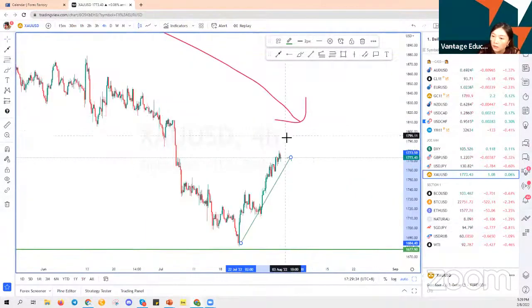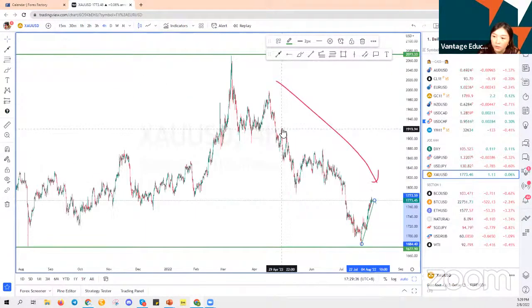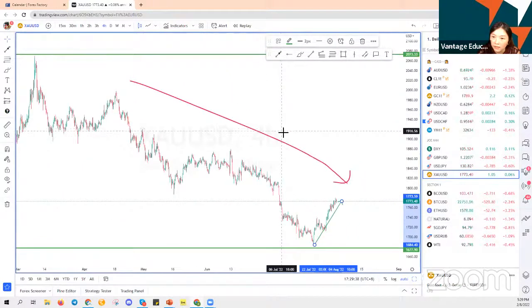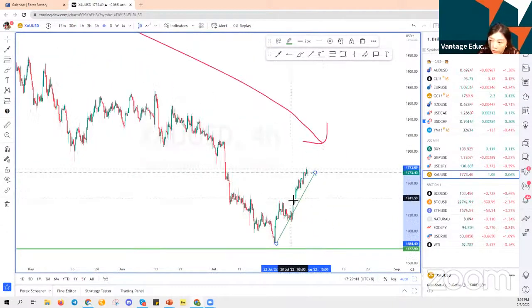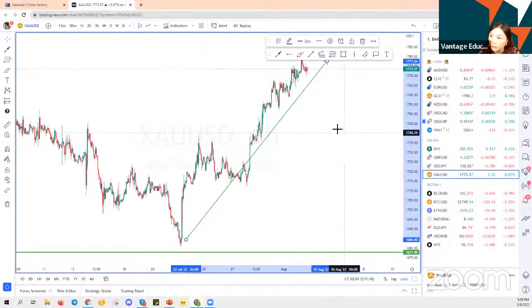Then you ask yourself whether you should take a short or a long. In my opinion, I will still be very cautious to take a long because there are no other significant levels or signals that it might actually still go up. So I'll be very cautious because in general, the market is still bearish. Then we'll zoom in to the 1 hour.